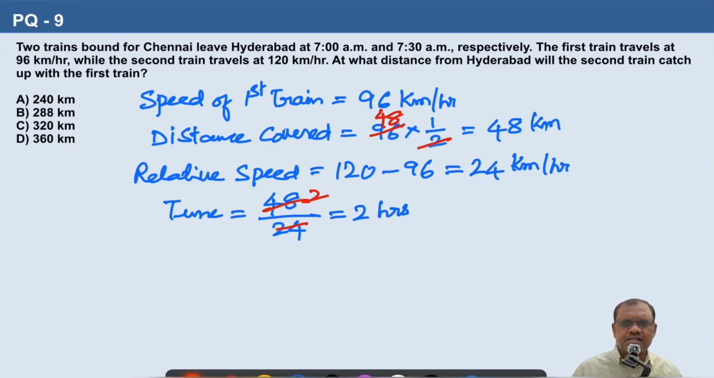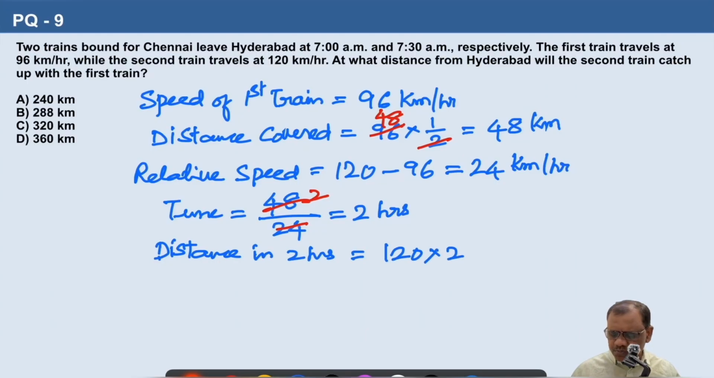But our question is distance. At what distance from Hyderabad will the second train catch up the first train? What is the distance traveled by the second train in 2 hours? So in 1 hour it will travel 120 kilometers. So distance in 2 hours is 120 multiplied by 2, 240 kilometers. So at 240 kilometers from Hyderabad, the second train will catch up the first train. Option A is the correct answer.